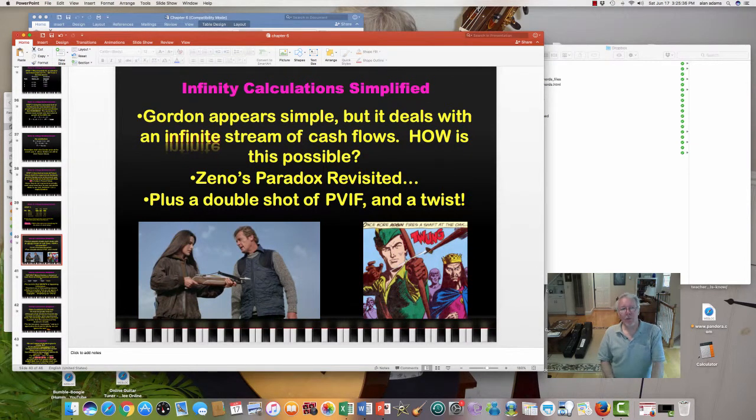Now, the Gordon model is very, very simple, and yet it won its inventor accolades in the mathematical and financial communities. Because what he did is he took an infinite stream of cash flows. How can you take something infinite and put it into something so easily measurable with three different factors to solve for in one result?